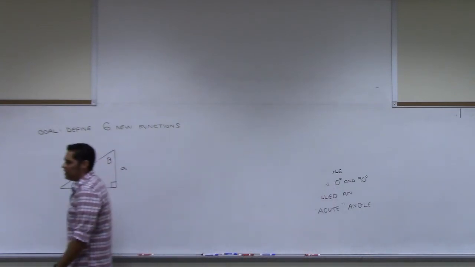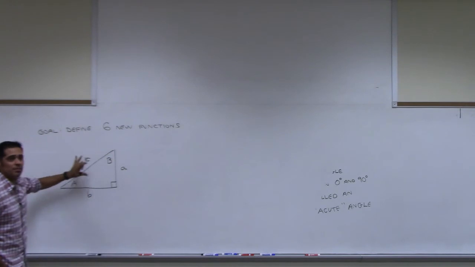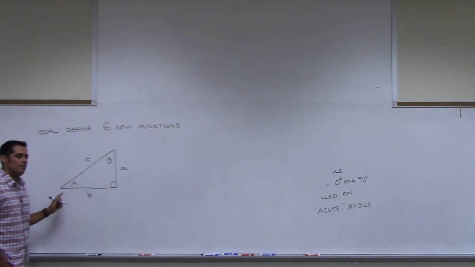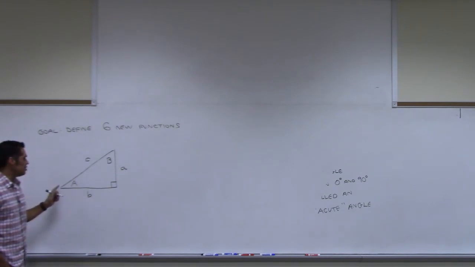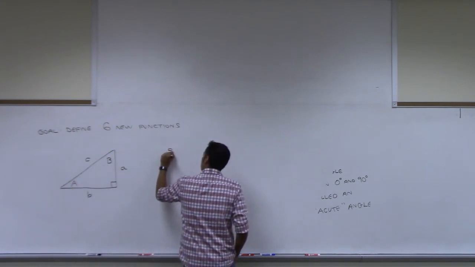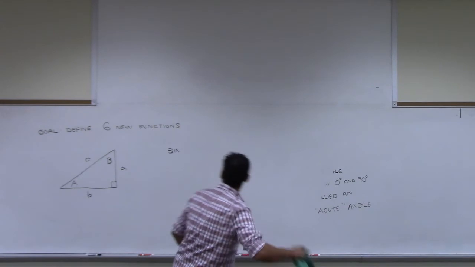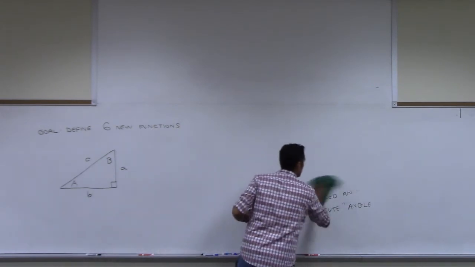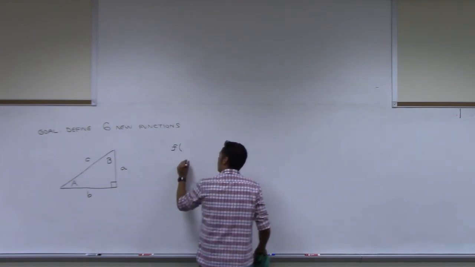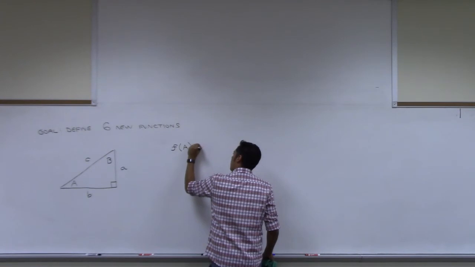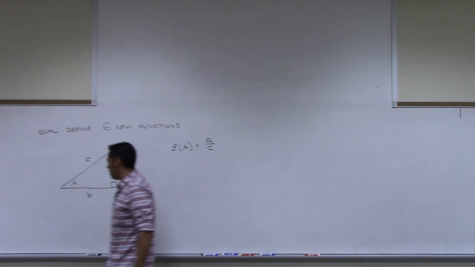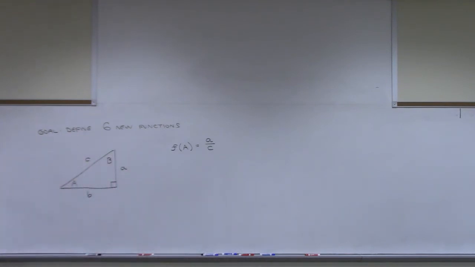So say somebody hands me this triangle right now, then I can define a relationship where I take in the angle A. Let me do it this way before I actually write it down. I'm going to define a function f that takes in the angle A, and what it does is it spits out this. Now somebody explain to me in words what that function is doing.